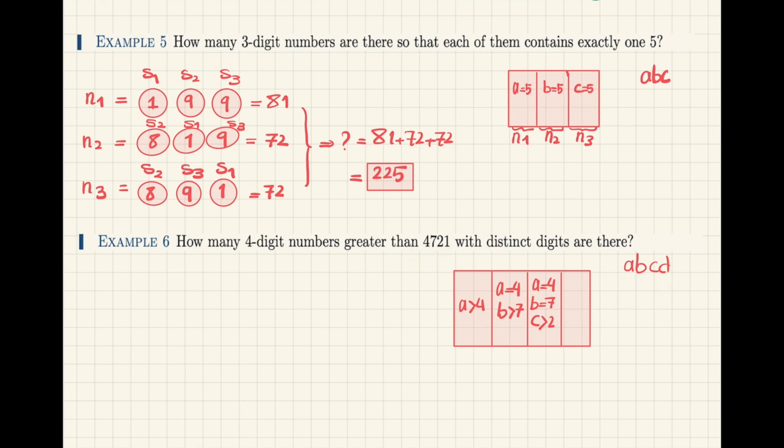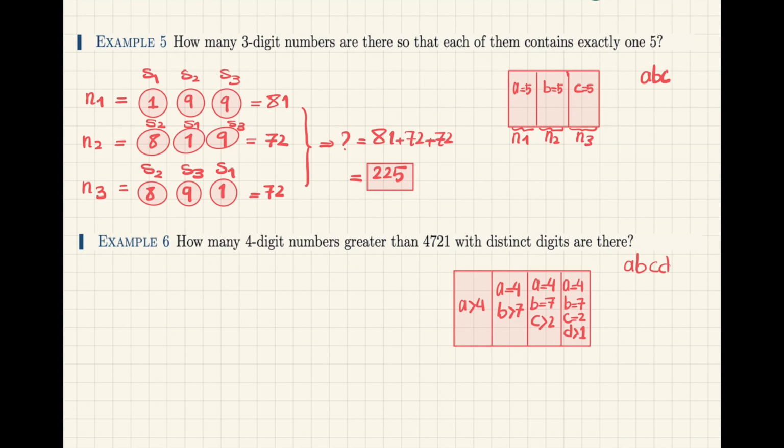And finally, I consider the case where A is 4, B is 7, C is 2, and D is greater than 1. Okay? I hope that you agree with me that these are all the possible scenarios. This is one thing that I want you to understand. First of all, if I consider all of them, those are all the possibilities in front of me. This is important to understand, but more importantly, understand that there is no intersection between any pair of these parts.